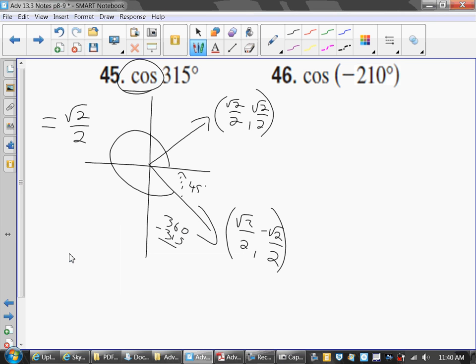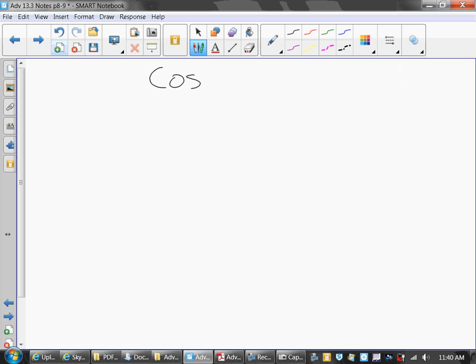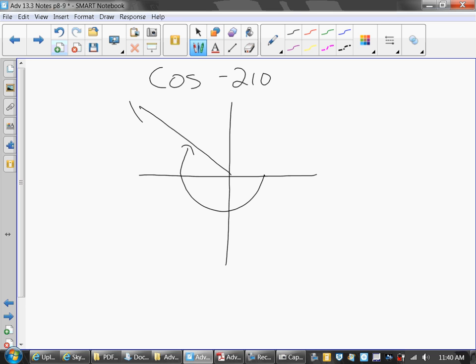Same idea. Cosine negative 210. I first find my reference angle for negative 210. I go the other direction. Here's 180, 30 degrees more. Okay? So that means that the reference angle here is 30 degrees.